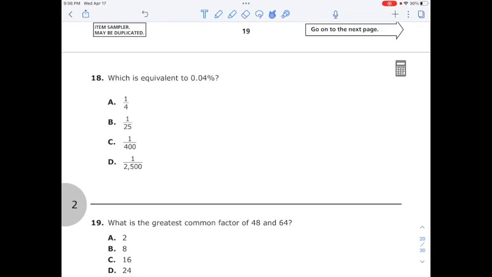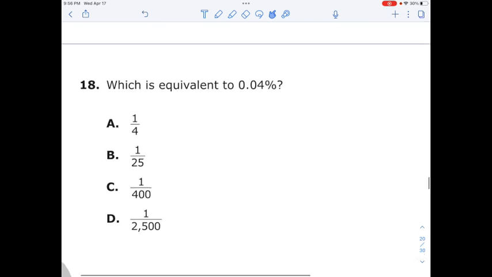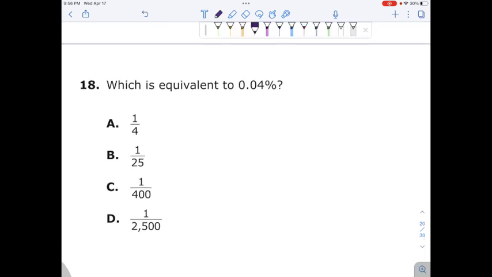Hey, sixth grade, we're on to the final video. Number 18 is the trickiest question on this entire practice page. It says, what's the same as, or what's equivalent to, 0.04%?